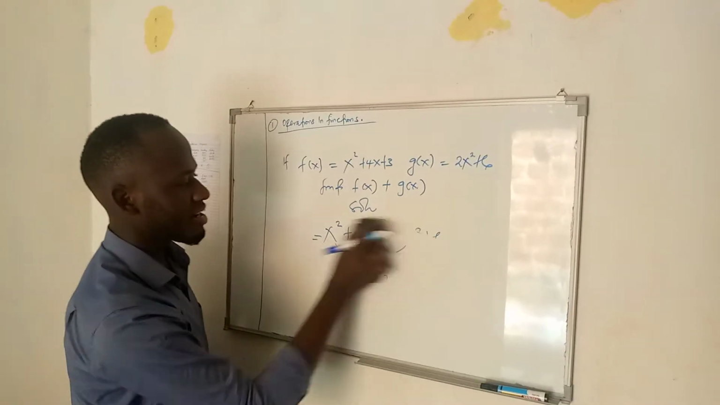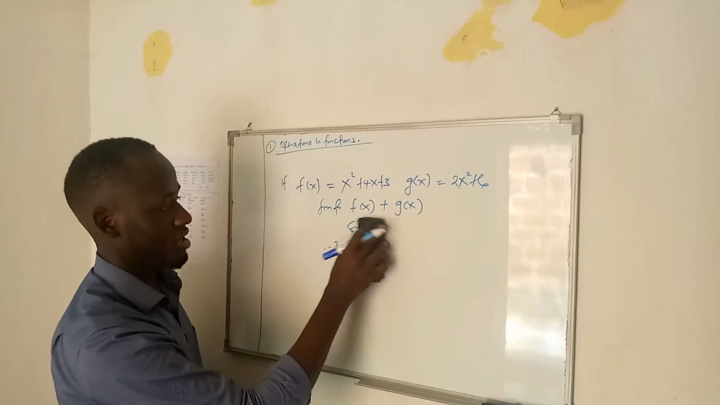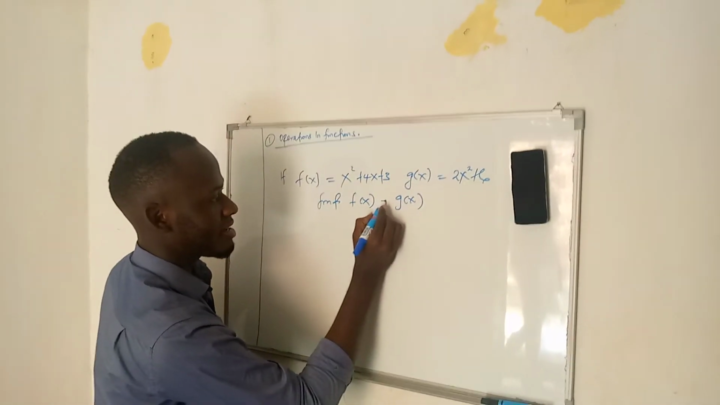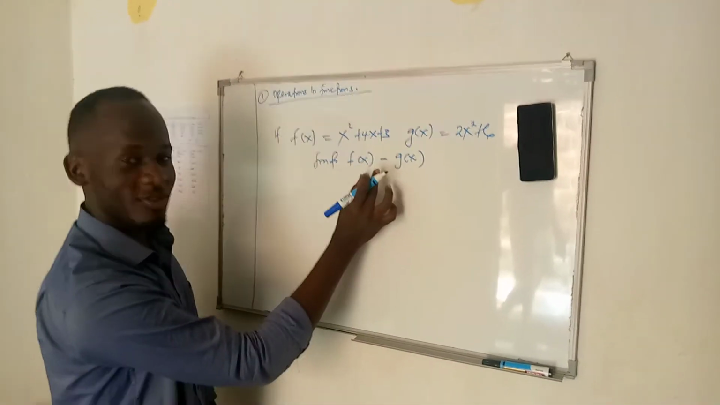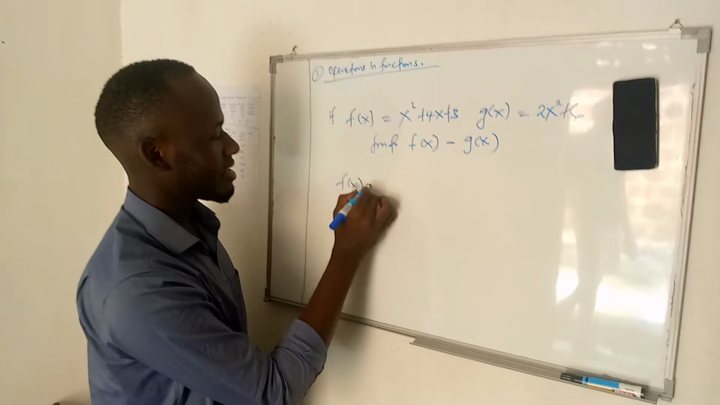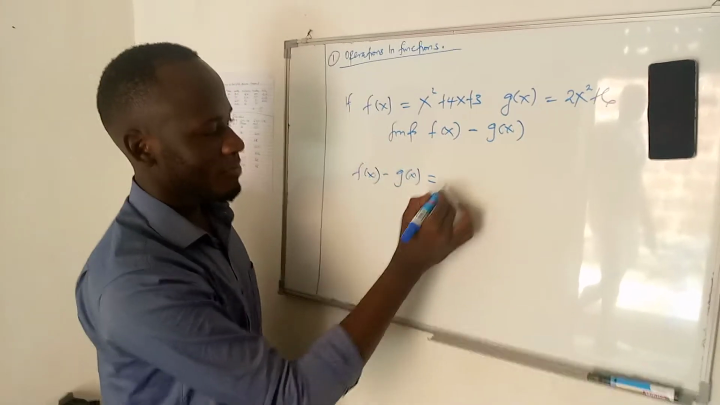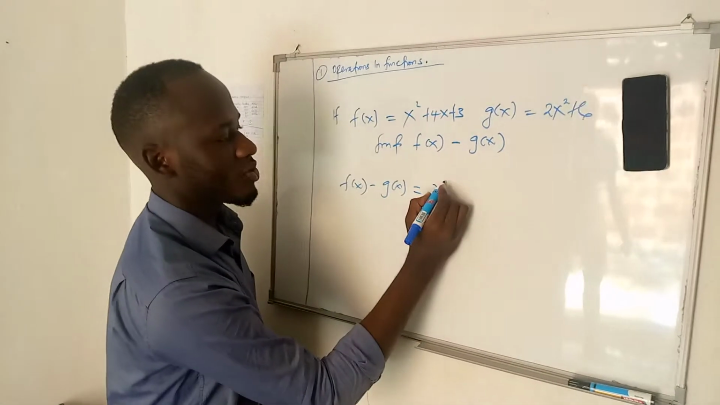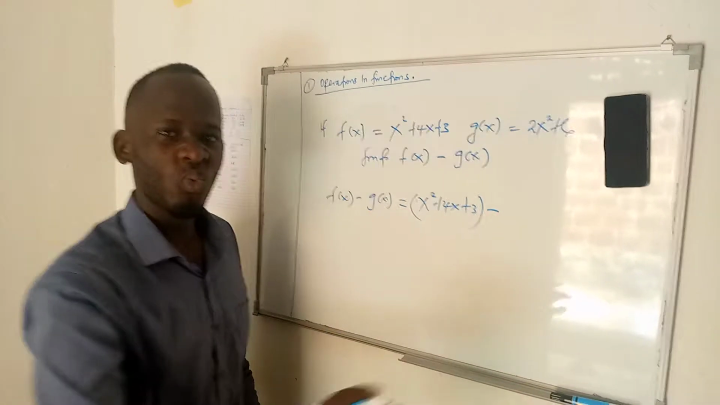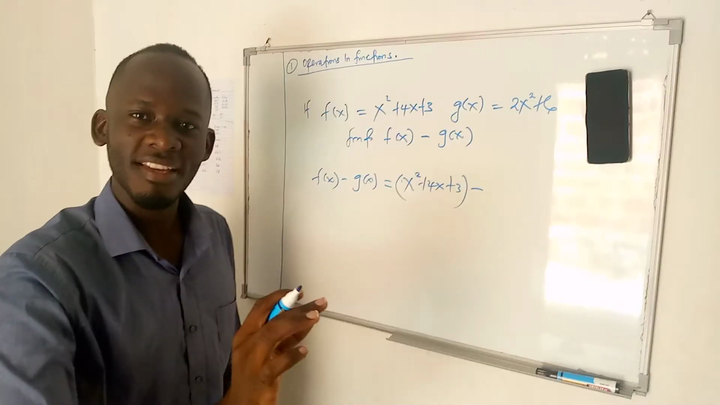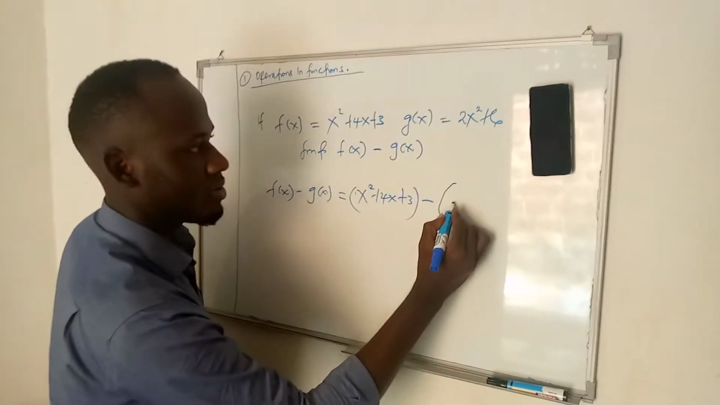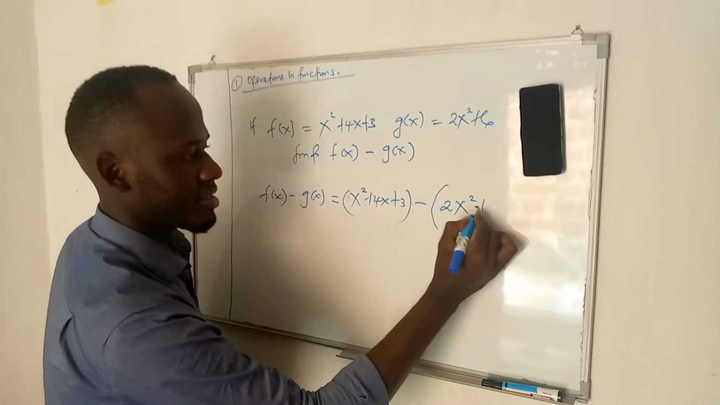We can have a different operation but under the same question. For example, I can turn this into a minus. If you're given a different operation like this, you have to say f of x minus g of x. Our f of x is x squared plus 4x plus 3 in brackets. Mind you, when you are in subtraction, you must maintain the brackets. So our g of x in brackets is 2x squared plus 6.